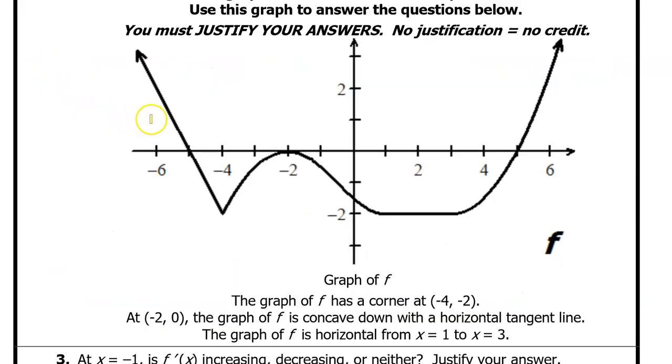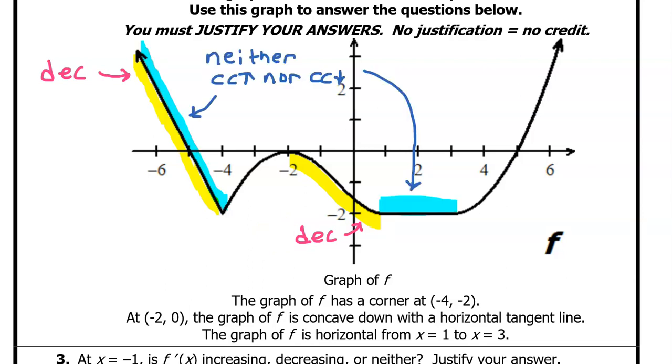Let's start with decreasing. Let's highlight the intervals where f is decreasing. These are the parts of the graph where f is decreasing. It's going downhill from left to right. Now, where's f neither concave up nor concave down? That means linear. So let's highlight the parts of the graph where f is linear. So my blue highlights show the parts of the graph where f is neither concave up nor concave down.